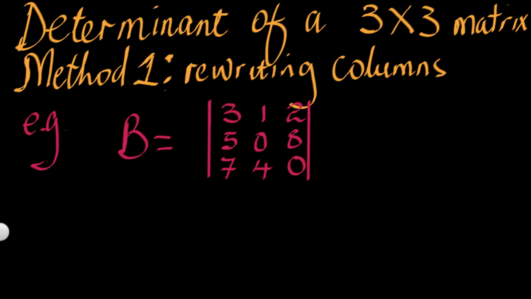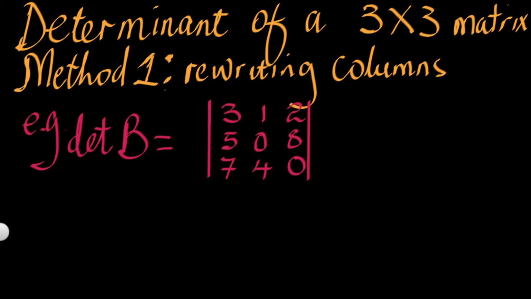What you see here, guys, is a determinant because I'm using straight lines. These are straight lines, so it's a determinant. I should actually refer to this as det B, which is the determinant of B. So this is det B, the determinant of matrix B, which is a 3 by 3 matrix with elements 3, 5, 7 in the first column, 1, 0, 4 in the second column, and 2, 8, 0 in the third column.